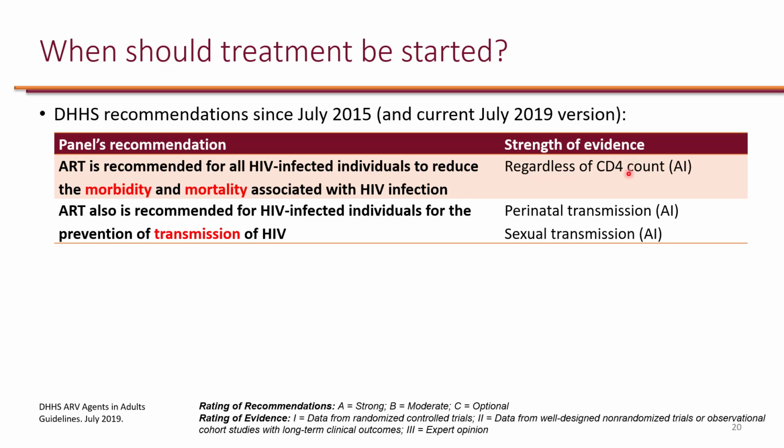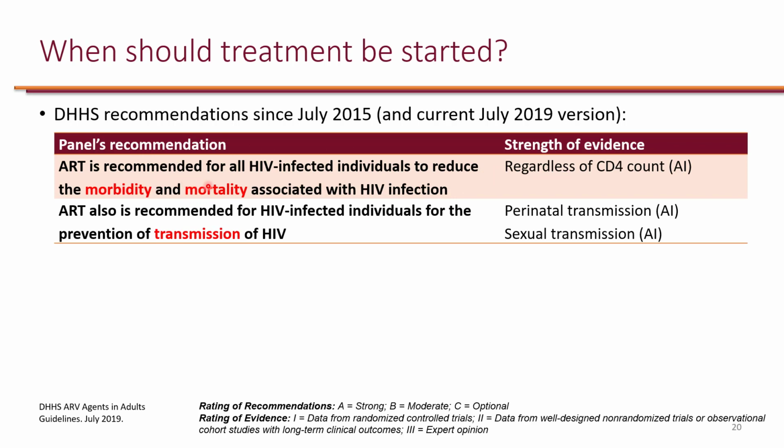CD4 count, when we start treatment for HIV, we can reduce the rate of morbidity and the rate of mortality associated with HIV infection. And this mortality could be due to cardiovascular disease, cancer, or opportunistic infection. So it can actually be significantly high. And HIV treatment can reduce these numbers significantly. So that's the most important reason to start patients on HIV treatment as soon as possible.